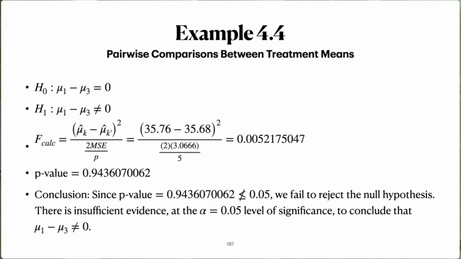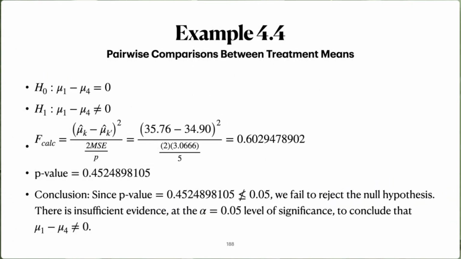In this situation, the F statistic, F calc, is 0.005218, and the p-value is very large, therefore, 0.9436. And so since that is not less than or equal to 0.05, we would again fail to reject the null hypothesis that says that they're equal. And so there is insufficient evidence at the 0.05 level of significance to conclude that the difference between means 1 and 3 is equal to 0.